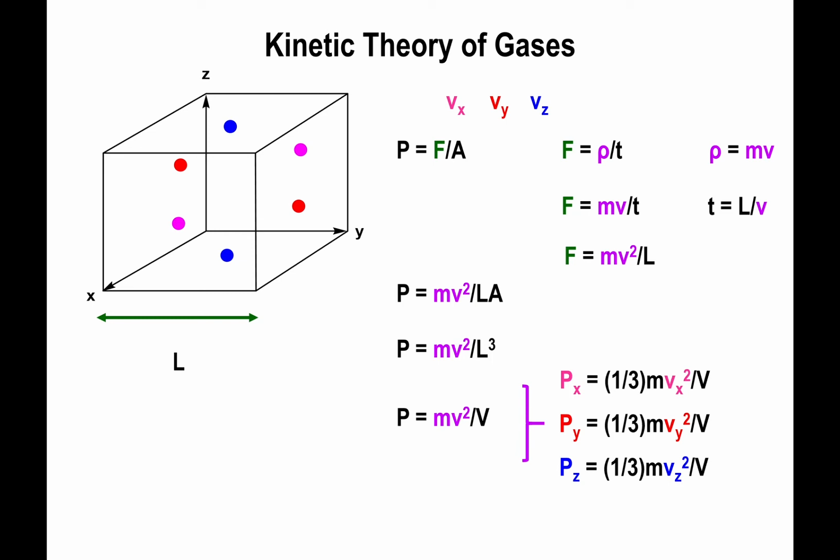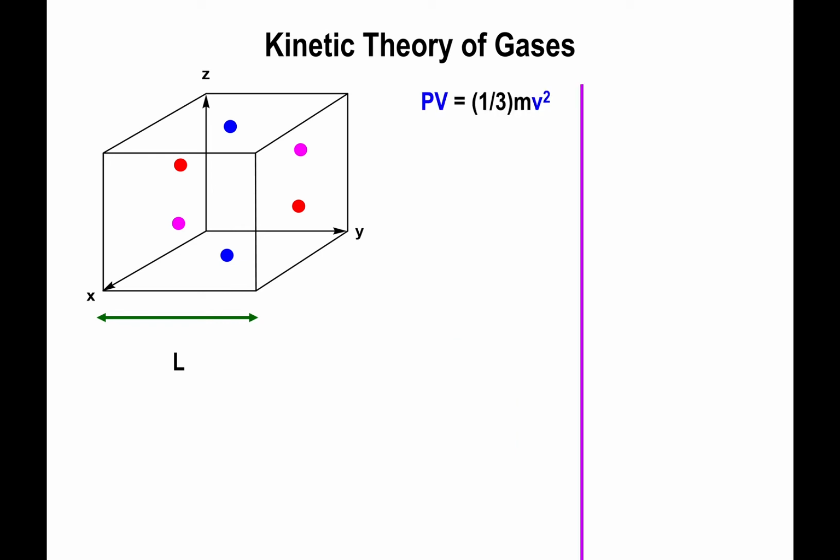But we can use this premise, the fact that the pressure of the gas moving any which way doesn't really matter if it's moving in the x, y, or z direction. The pressure of the gas is going to be given by 1/3 mv squared divided by the volume. So let's start with that premise.